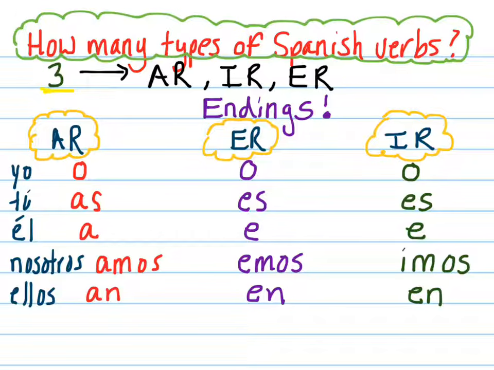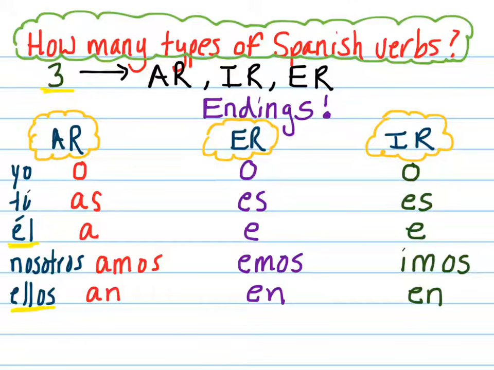And you can see that for all of these, the yo form is always an O. That's so nice. Okay, for AR verbs, the tú form is as, the él form, and I only put él, but this is the él, ella, and usted form. I just didn't have room to write it all. And that's just a. And the nosotros, nosotras form ending is amos. And then the ellos, ellas, and ustedes ending is an.